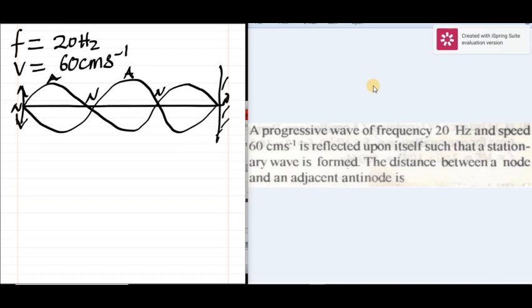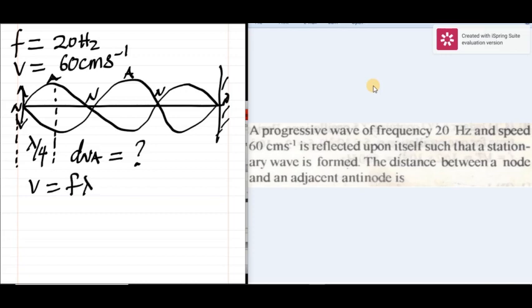So the distance between the node and the antinode is a quarter of the wavelength. The distance between node and antinode is what we are asked to find. The speed of the wave is given as the frequency times wavelength. Here the wavelength we can calculate by making the wavelength the subject of the formula: V over F.